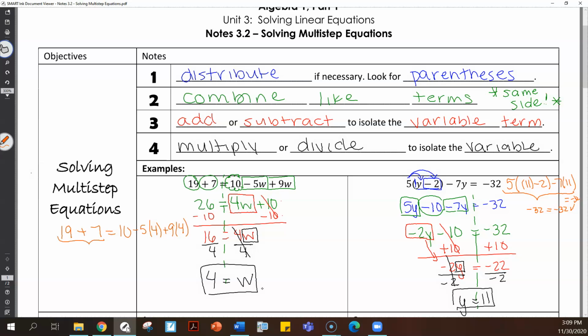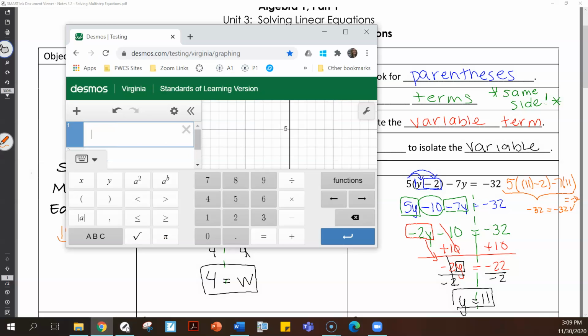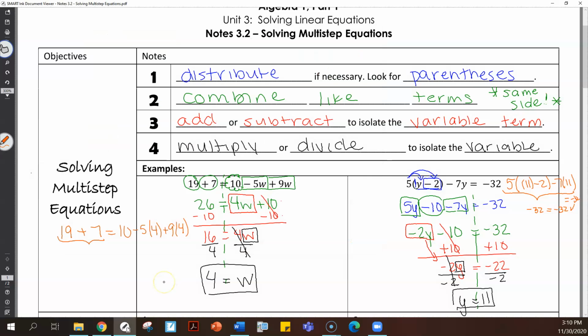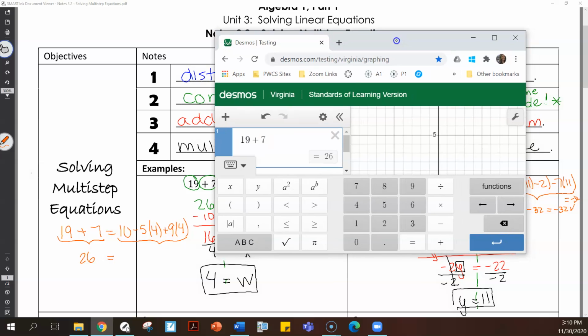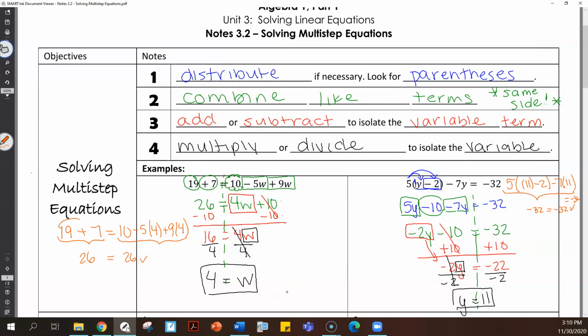So 19 plus 7 is on one side. 19 plus 7 gives me 26. And I want to know, is that equal to all of this? So I'm going to check that by plugging it in. 10 minus 5, parentheses 4, close it, plus 9, parentheses 4, close it. That equals 26. These two sides are equal to one another, so my check is correct.